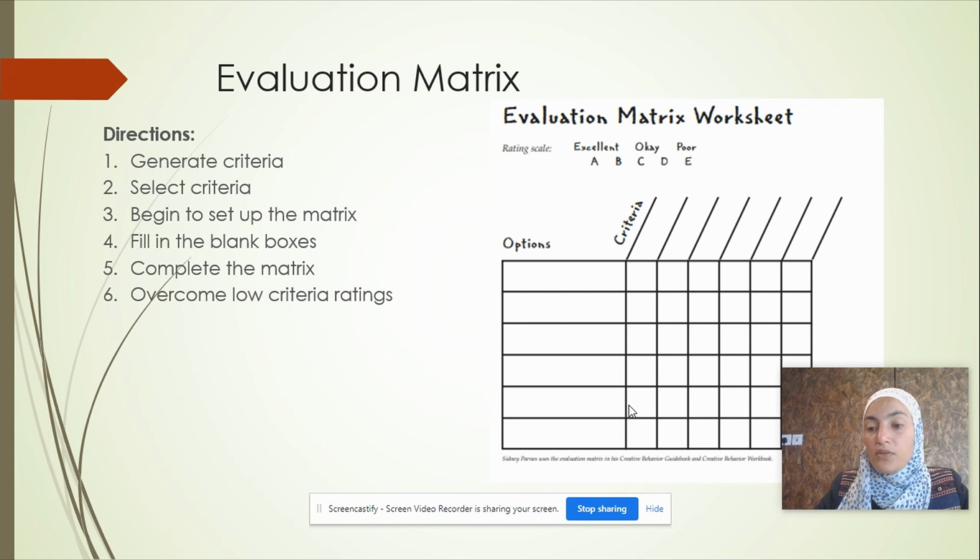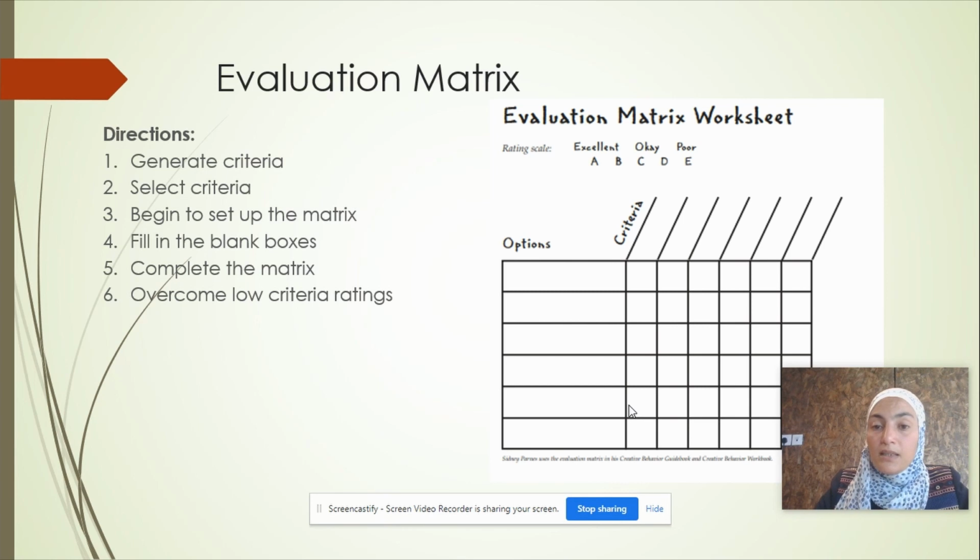Another tool for convergent thinking is the evaluation matrix. Actually, the evaluation matrix creates a systematic way to analyze up to 10 options. It allows a group to select criteria. First, they have to create criteria and evaluate a variety of promising options against the criteria they selected.